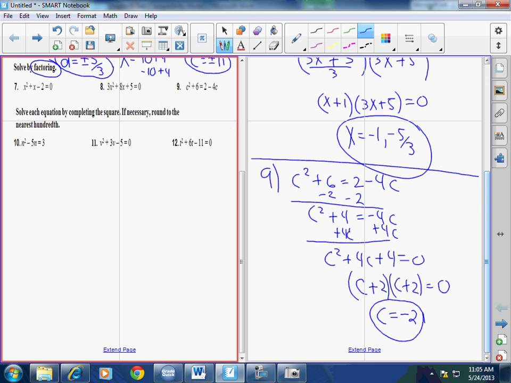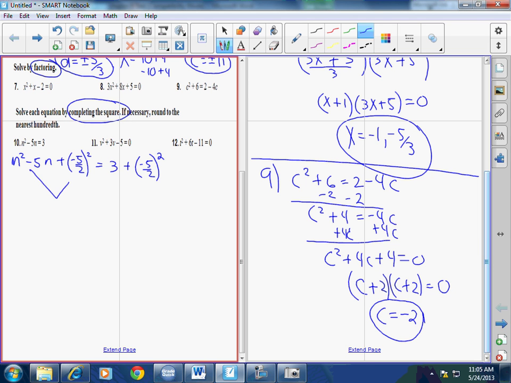Next, completing the square. It tells you solve by completing the square. It's not like I made you guess. It told you. Well, I've got n squared minus 5n plus b over 2 squared equals 3 plus b over 2 squared. That's all it takes for completing the square. You just add b over 2 squared to both sides and then solve.